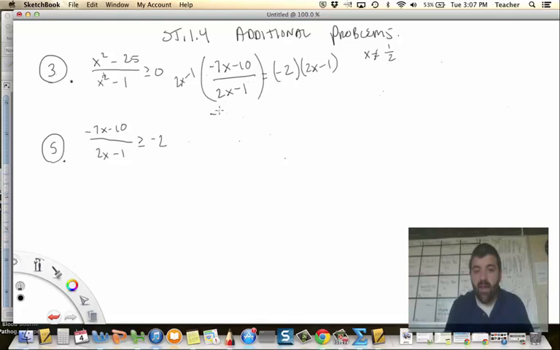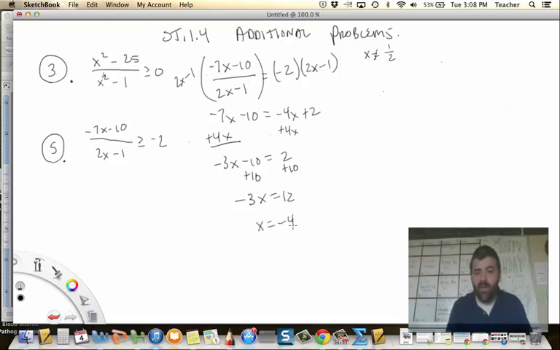Then I have negative 7x minus 10 is equal to negative 4x plus 2. Then I'm going to add 4x to this side, add 4x to this side. You guys are kind of veterans at this, so this is just me being formal. That's negative 3x equals 12, so x equals negative 4. So I have x cannot equal 1/2, and x equals negative 4.